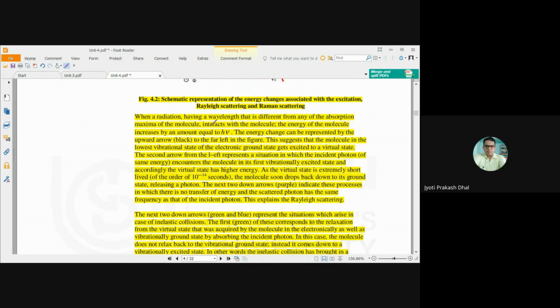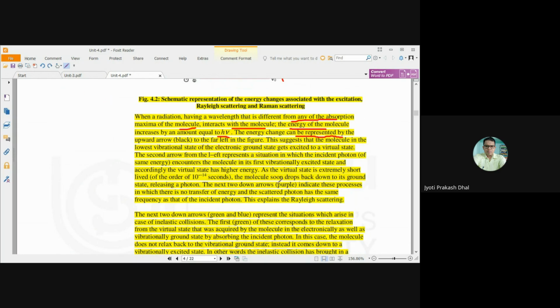And when radiation having a wavelength that is different from any of the absorption maxima of the molecule interacts with the molecule, the energy of the molecule increases by an amount h nu, and the energy change can be represented by the upward arrow, far left in the figure. This suggests that the molecule in the lowest vibrational state, the electronic ground state, gets excited to a virtual state.